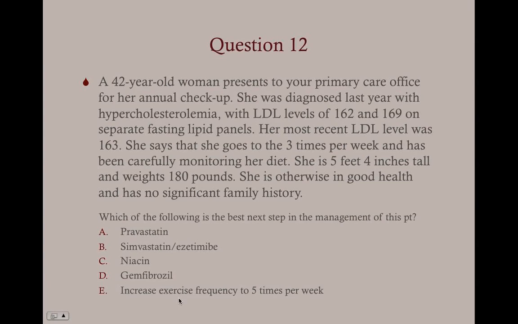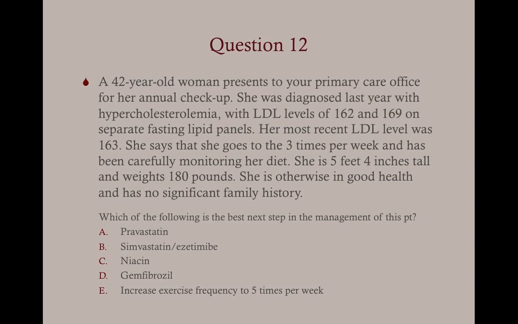Okay, 12. A 42-year-old woman presents to your primary care office for her annual checkup. She was diagnosed last year with hypercholesterolemia with LDL levels of 162 and 169 on separate fasting lipid panels. Her most recent LDL level was 163. Let's say that's the one you got today.